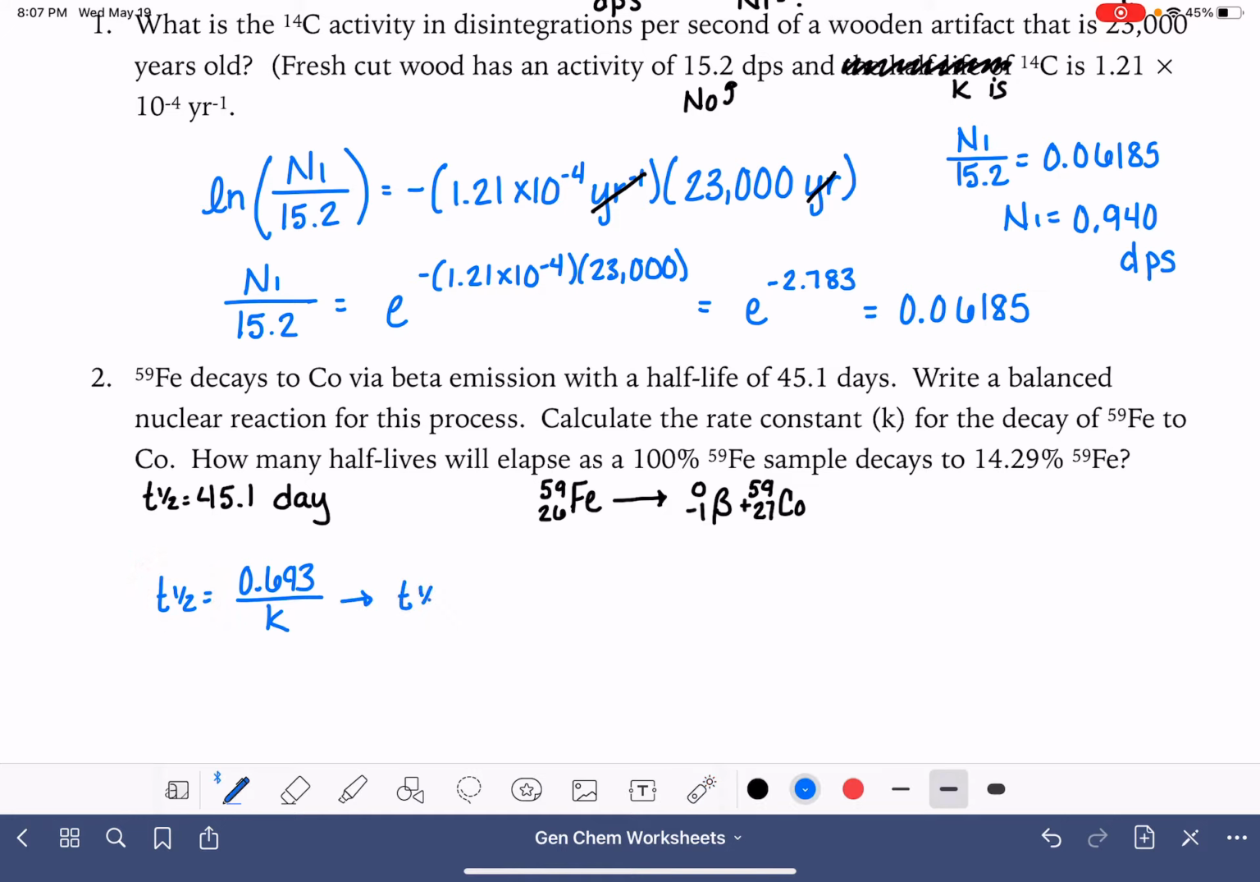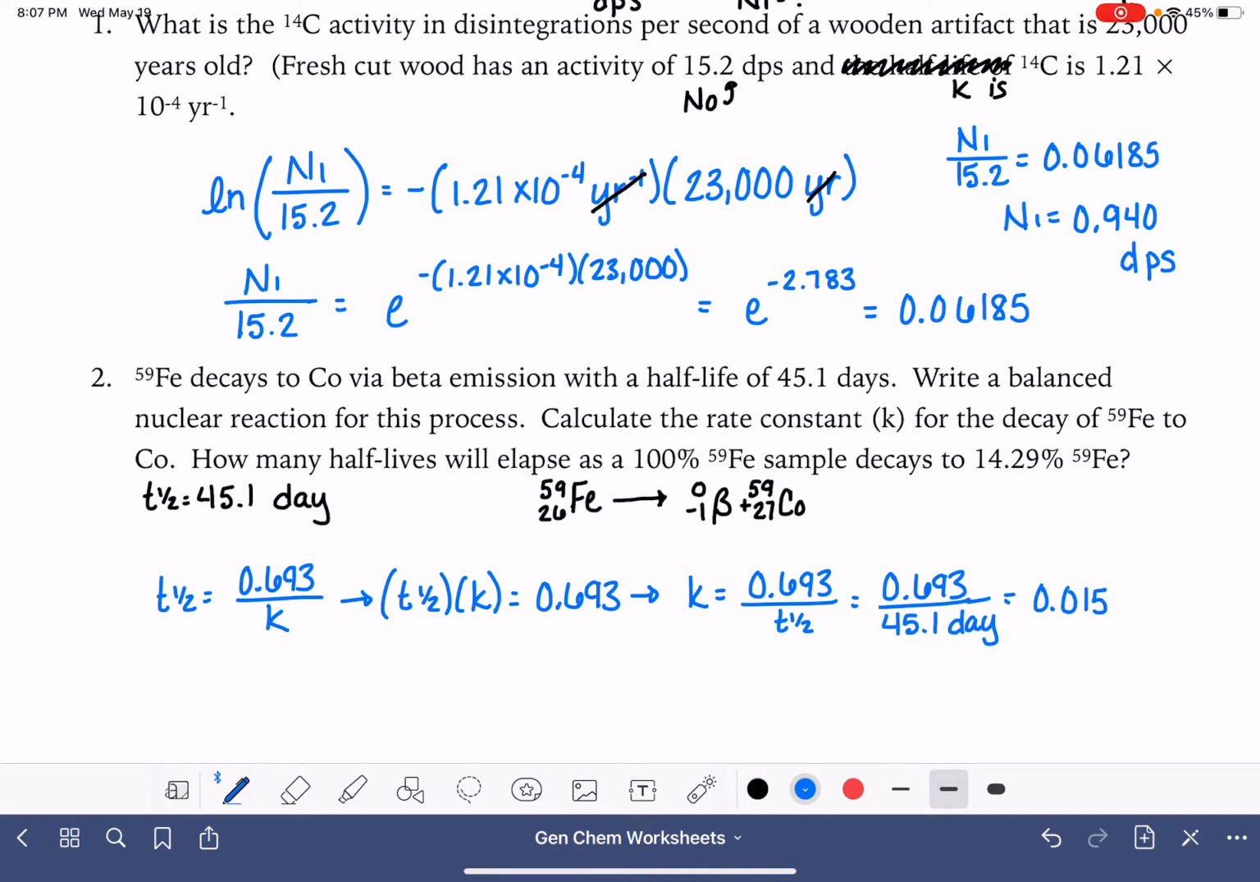I'm going to rearrange this a little bit. T1/2 times K is 0.693, and we're trying to solve for K. So the rate constant K is going to be 0.693 divided by the half-life. Let's plug in our half-life, 0.693 divided by 45.1 days. 0.693 divided by 45.1 is 0.0154. The unit is inverse day.